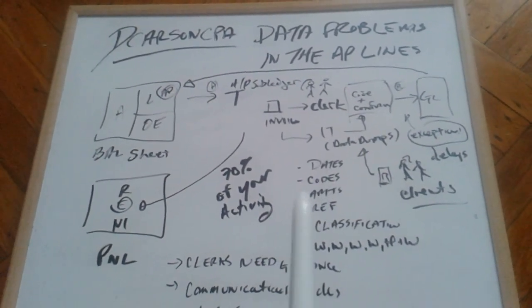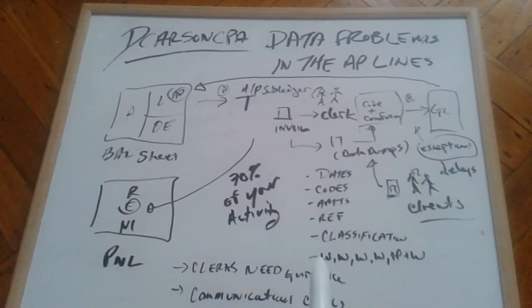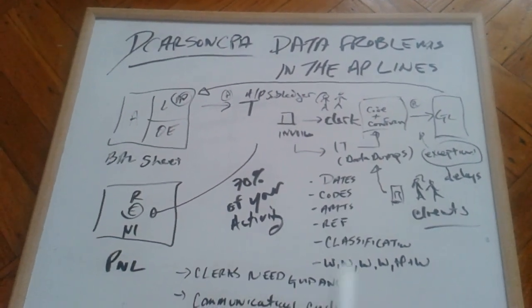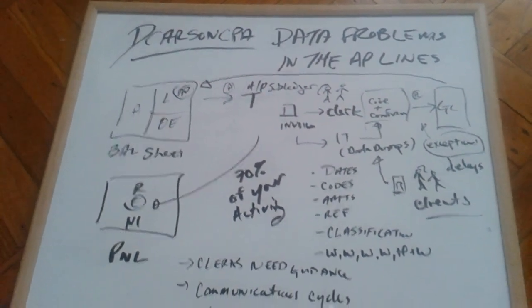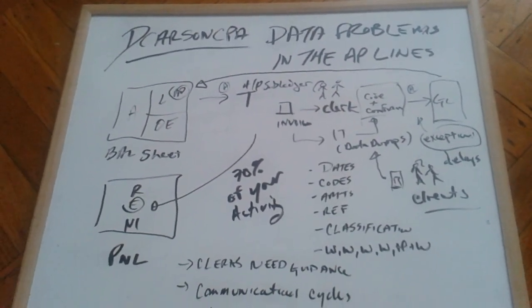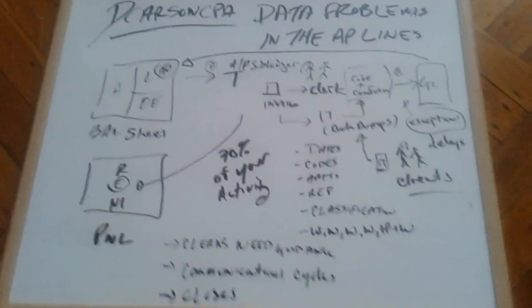But what you really need also is information like dates and codes, which are typically provided by the clerk. You need amounts, meaning the accounts payable clerk. You need references. You need classification. Here's the most important part of all: your expense clerk is a reporter. They need to know information defined as who, what, when, where, how, and why, same as reporters need in business articles.